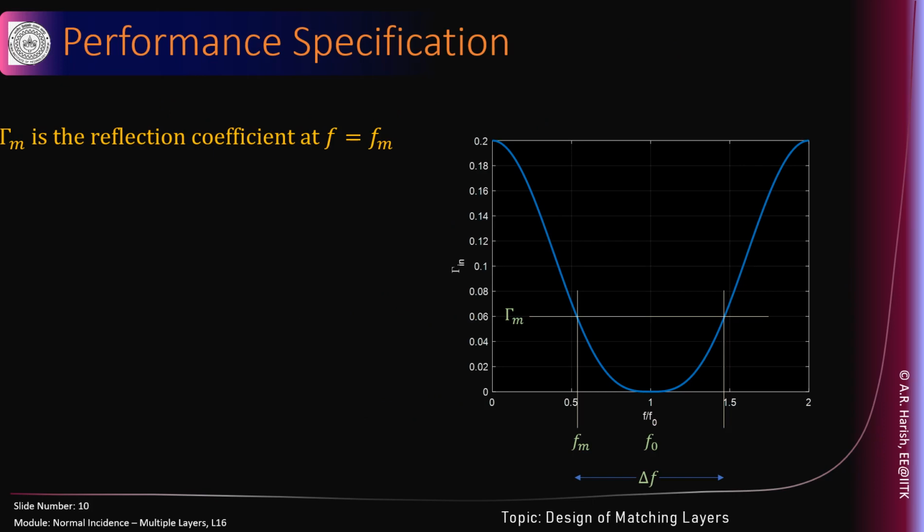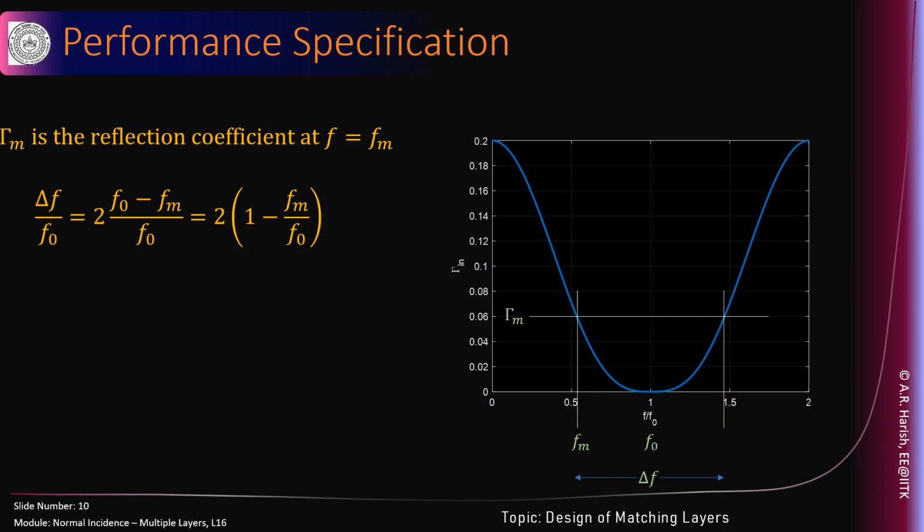Okay, we are ready to now specify the performance metric, which is the reflection coefficient, the maximum value of the reflection coefficient that the system can tolerate over a specified bandwidth. Suppose gamma m is the reflection coefficient at f equal to fm, and delta f is the bandwidth, then delta f is equal to f naught minus fm multiplied by 2. Therefore, we can specify fractional bandwidth as delta f by f naught, which is 2 times f naught minus fm upon f naught, or 2 times 1 minus fm by f naught.